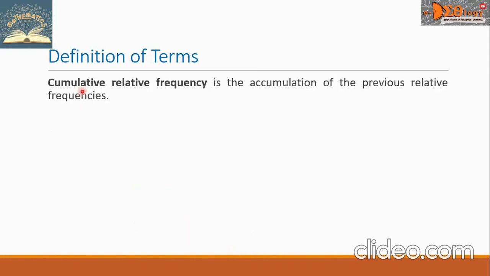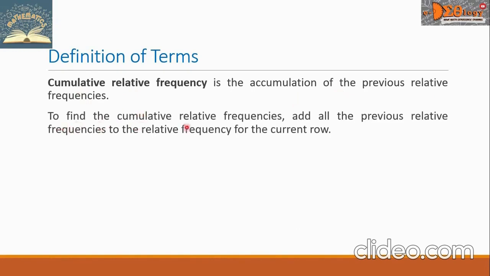Next term is cumulative relative frequency. It is the accumulation of the previous relative frequencies. To find the cumulative relative frequencies, add all the previous relative frequencies to the relative frequency for the current row. And the last term is grouped data. In this case, the data is grouped into classes.